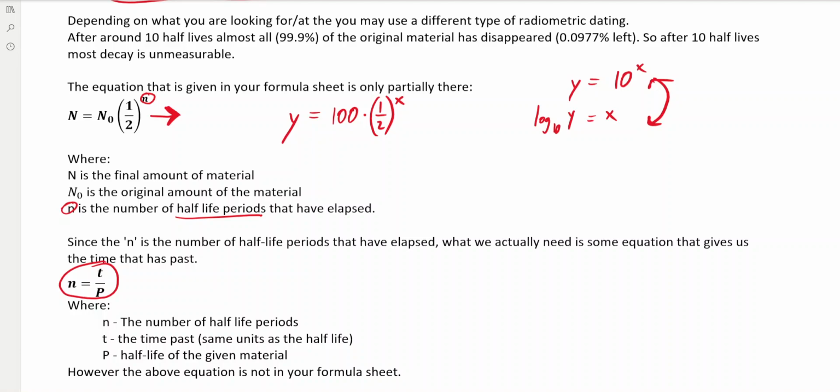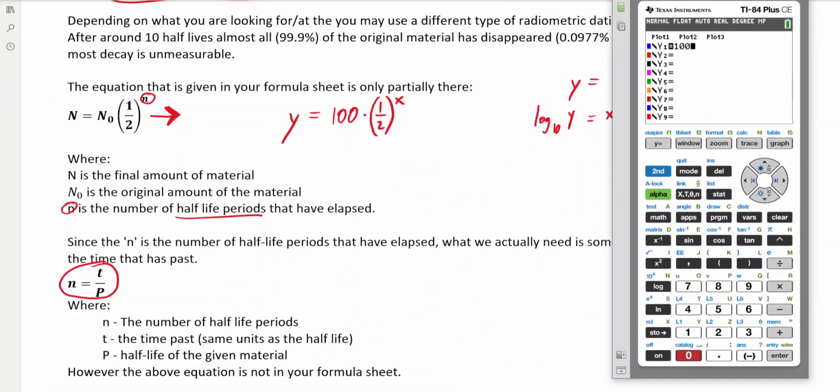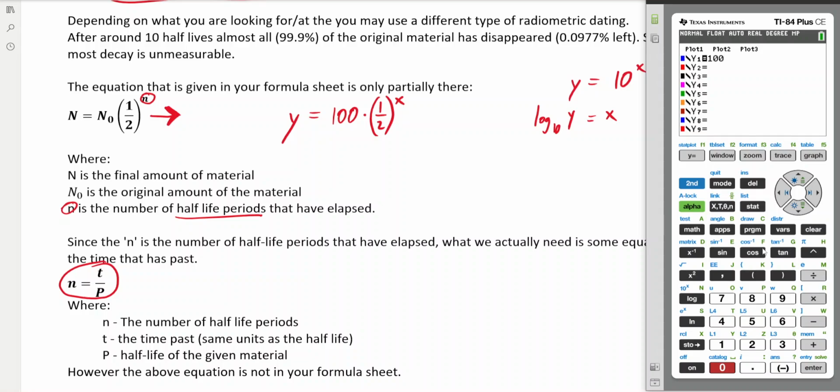So in our example here, I'm using 100 as like 100%, that's the idea. And then it's 1/2 to the exponent x. And if we graph that, it won't actually show up very well because we're talking about some pretty big numbers. So what we want to do is make our y maximum 100 and our minimum 0. And then we can see it a lot better.